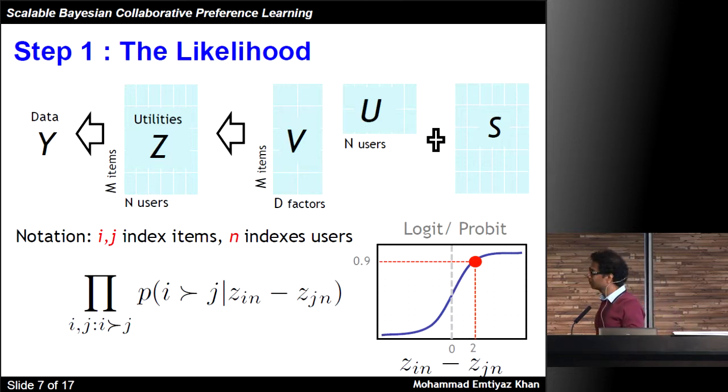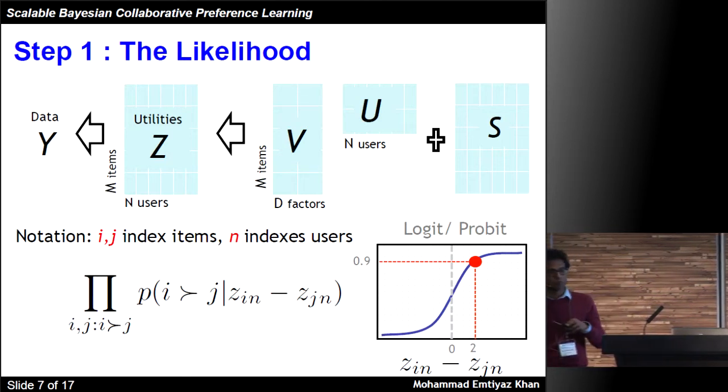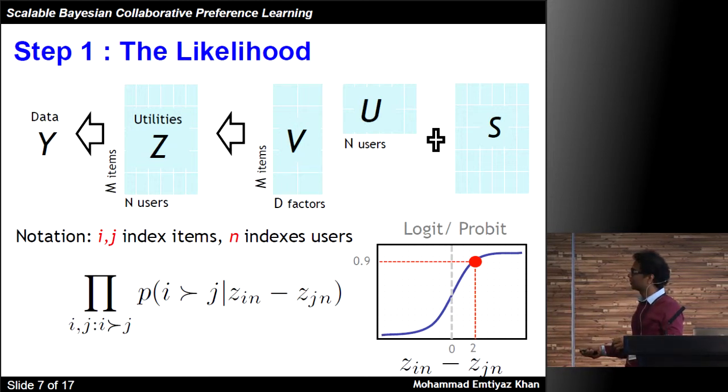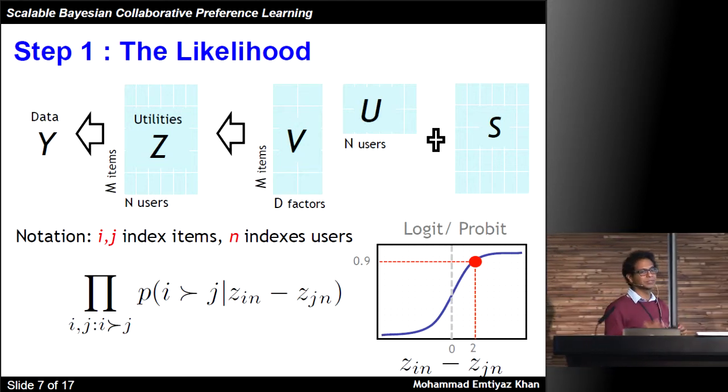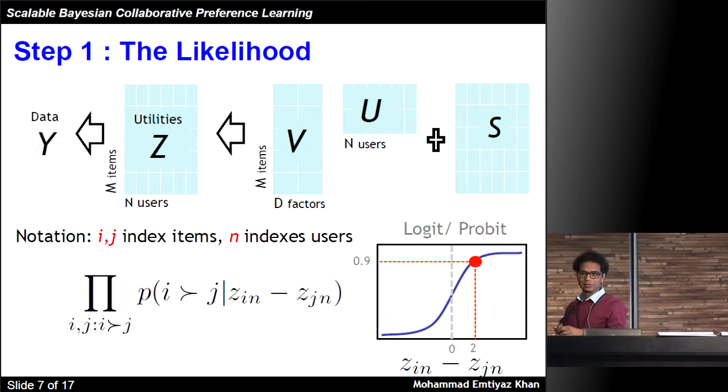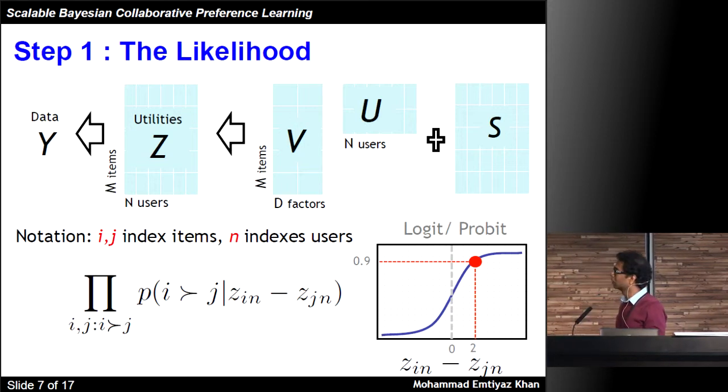Now, how do we model this? We basically take the difference between the utility. Okay, so this is the utility of nth user for ith item and jth item, and we take the difference between the two. The idea is that if the difference is really positive, then the probability should be high. If the difference is really negative, then the probability should be low. Okay, so we just take the difference, we pass it through a logit or probit link, and boom, there you go. Okay, so it's pretty simple.